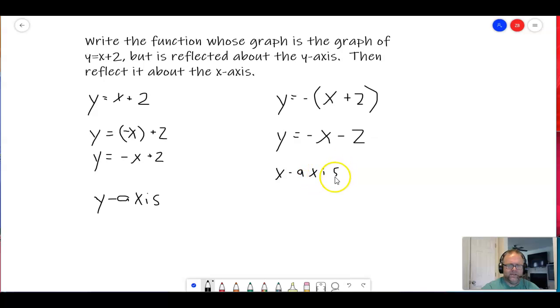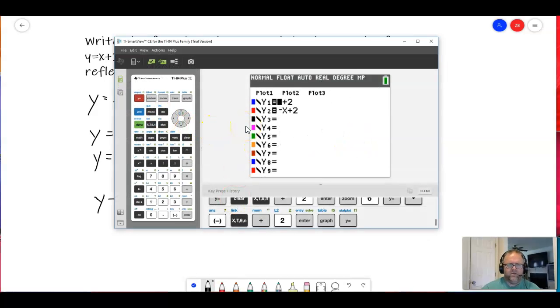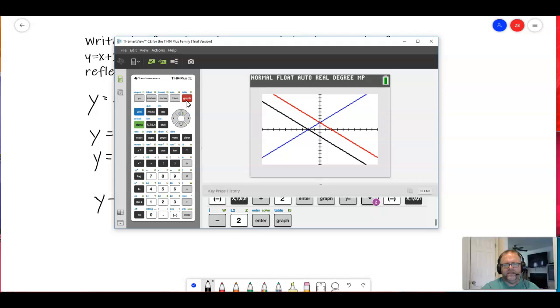So very similar, except over here we had a plus 2 and over here we had a minus 2. Now let's put that in our calculator under y3, and we get negative x minus 2. We go ahead and graph that. What we can see here is the original function is in blue. Any point on this original function, if you go down to the x-axis and then go that same distance again, you'll find that point on the other side of the x-axis. So this function is now reflected across the x-axis.